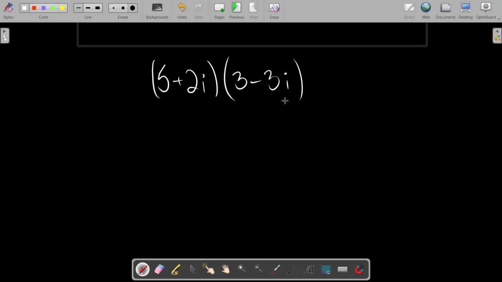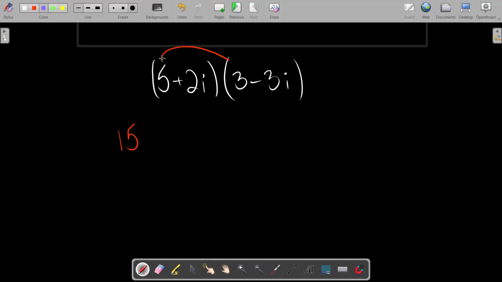You remember back in algebra when we multiplied binomials together, the FOIL process, how we did multiply, multiply, multiply, multiply. You remember all that? We're going to do it again. So let's get started. Let's begin right here. What's 5 times 3? 15. I'm going to color code this for you.